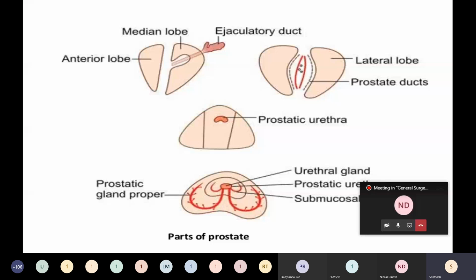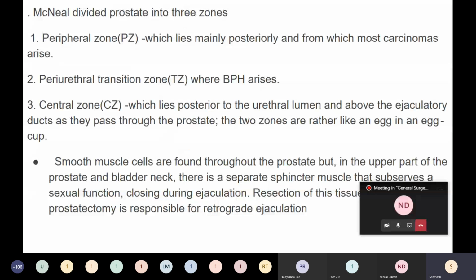So there are again 3 zones, that is lobes, this is zones. There are 3 zones: peripheral zone, periurethral transition zone and central zone. So what is peripheral zone? It lies mainly posteriorly and from which most carcinoma arises.